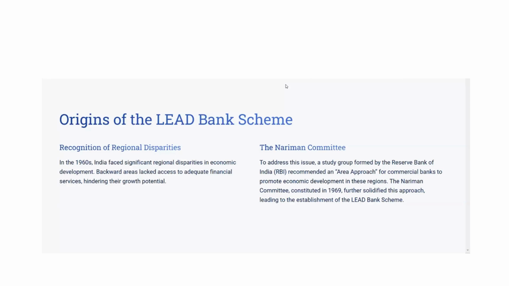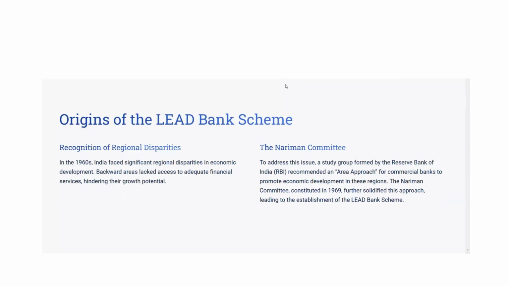India faced partition in 1947, then war with China in 1962, and war with Pakistan in 1965. So we were facing an economic crunch and financial depression, and it was a global crisis also, but India was facing its own. In the 1960s, India faced significant regional disparity in economic development. Particularly backward areas lacked access to adequate financial services, particularly banking services.